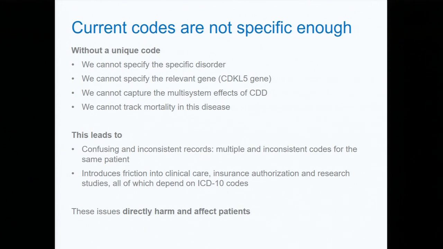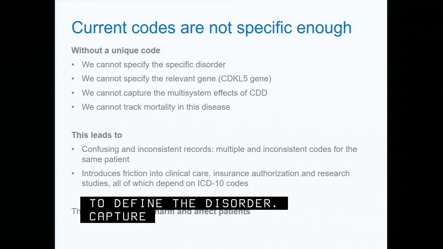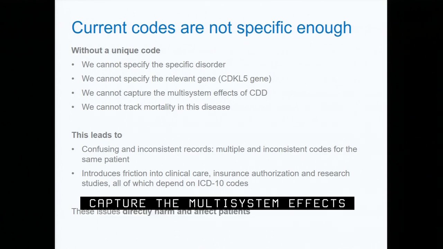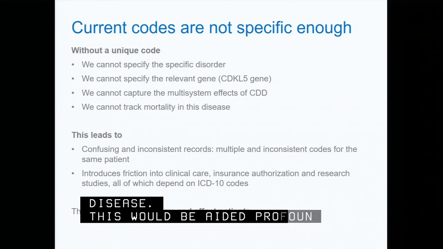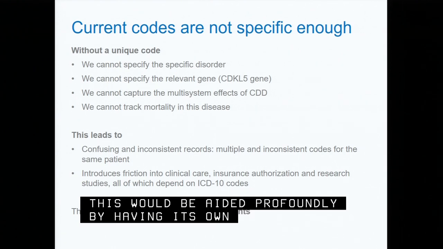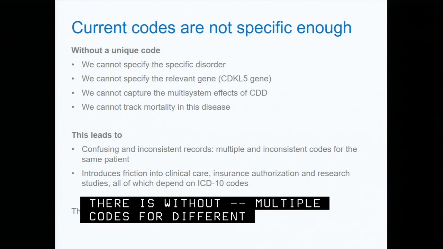So current codes aren't specific enough, so we need a unique code to define the disorder, capture the multi-system effects, and track the mortality of this disease. And this would all be aided profoundly by having its own ICD-10 code. Without it, there's confusion and inconsistent records, multiple codes for different patients. That makes it hard to find out who really has CDD and follow these patients along.